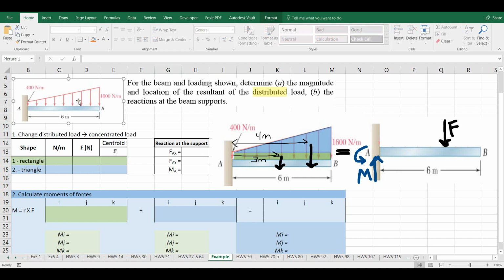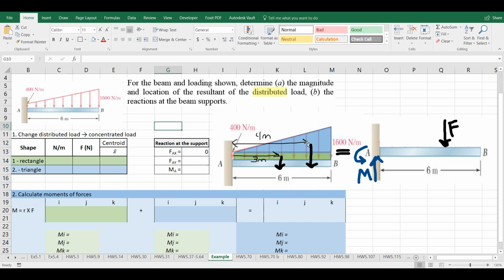Okay, looking at this, there's no loads in the x direction. There's no wind blowing or anything. Everything is in the y direction. To get the force in the y direction, we're going to split this guy into shapes, kind of like finding the centroid of something. Let's split it into a triangle and a rectangle.